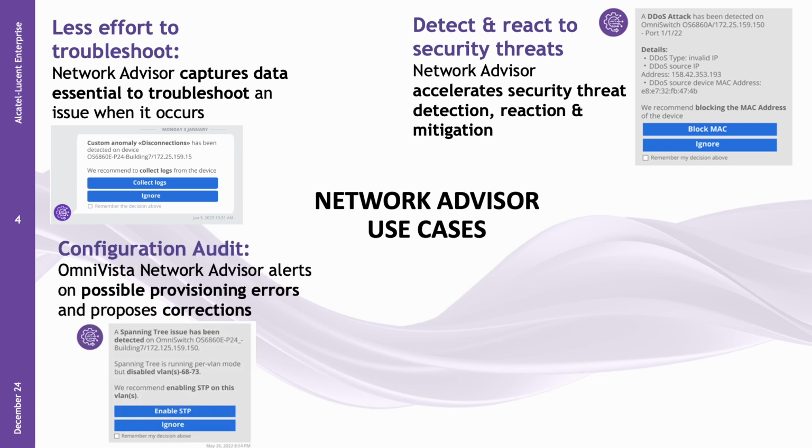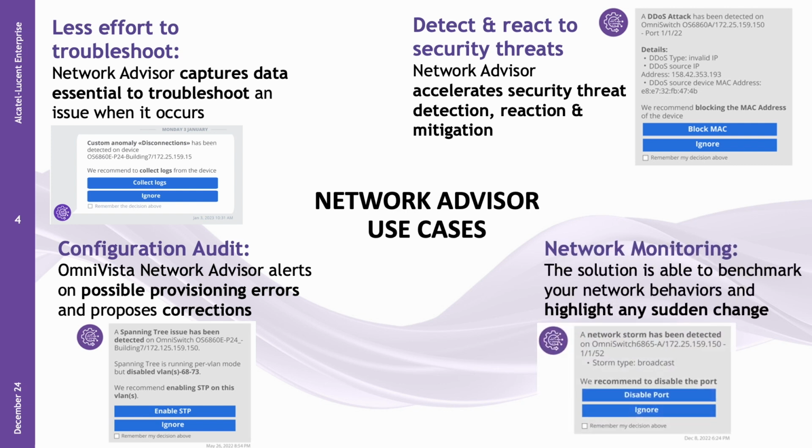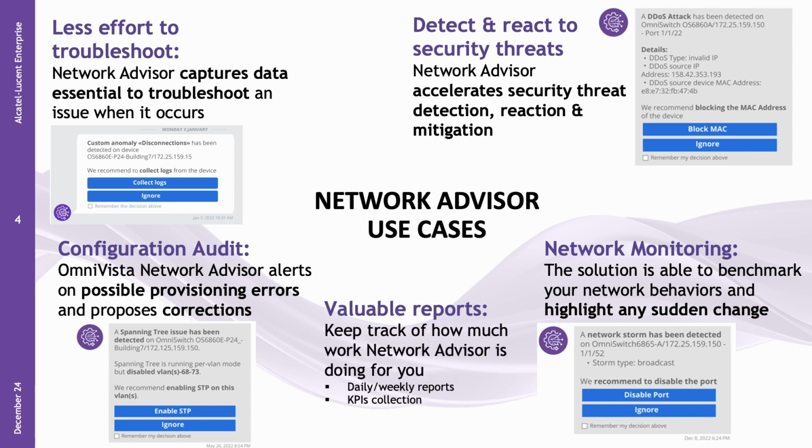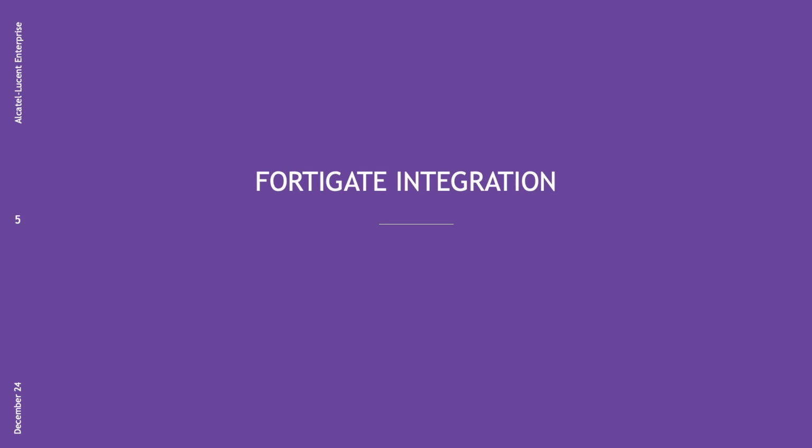It performs configuration audits. For example, it can identify if spanning tree protocol is disabled and even allow you to enable it with a single click. Network monitoring is another key feature. For instance, it can detect a network storm, pinpoint the originating port, and let you disable that port instantly with just one click. Lastly, Network Advisor delivers valuable daily or weekly reports, complete with KPIs, to help you stay informed and proactive. Now, let's shift to the integration with FortiGate.